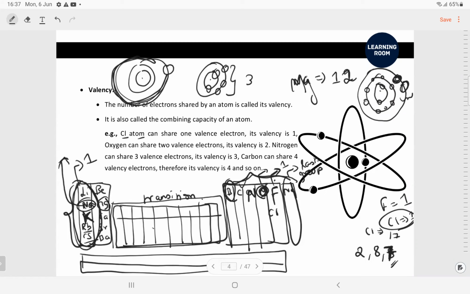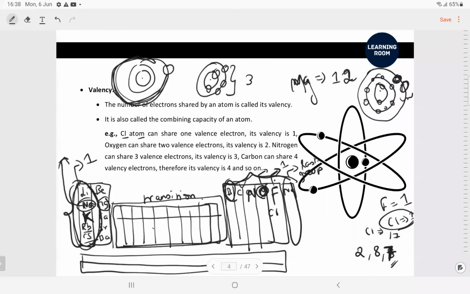What will be the valency of nitrogen? 3. So next one, carbon 4. Very good, carbon is 4. So carbon with 4 electrons, what will it do, gain or share? It will share. That is what they have mentioned in this slide. Clear with this slide? Keep this in mind. Very important.